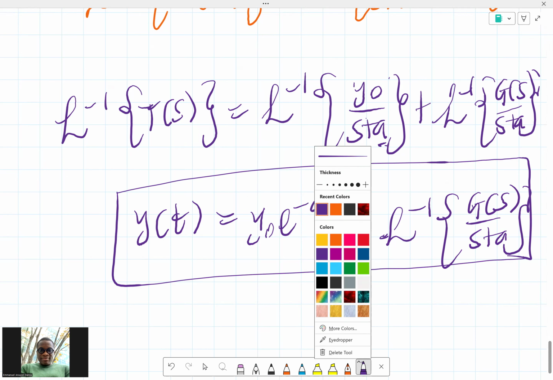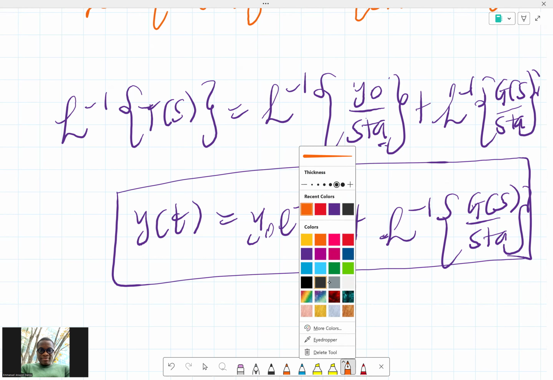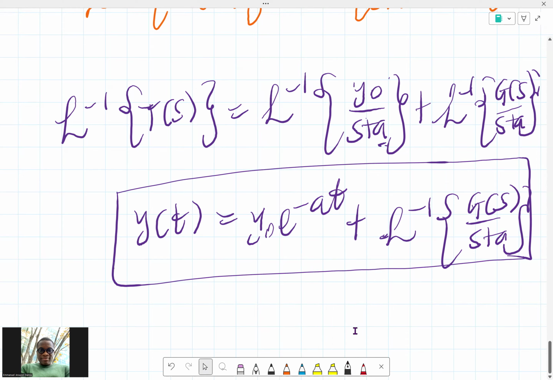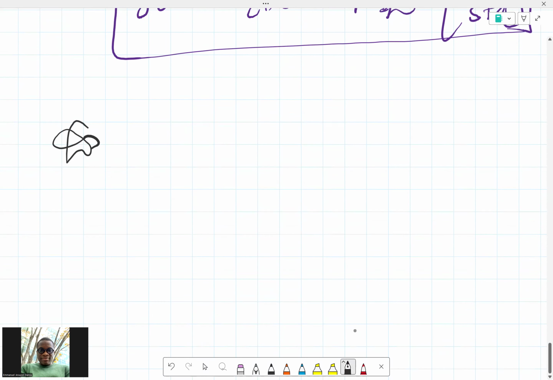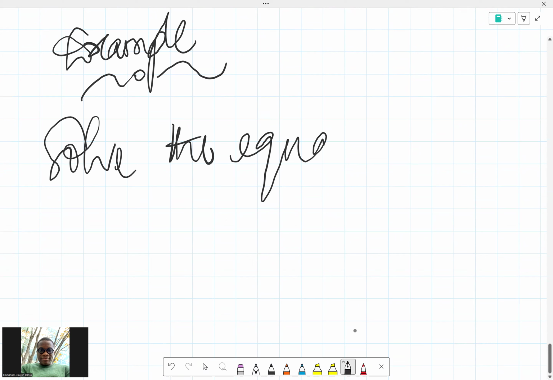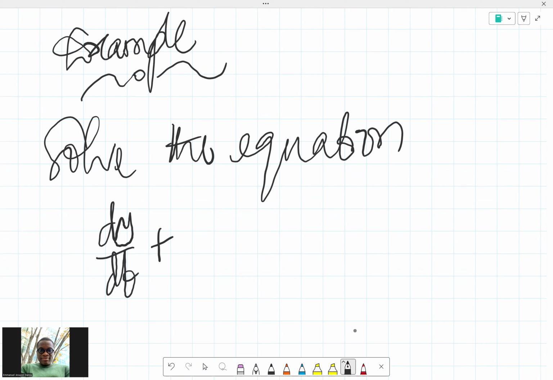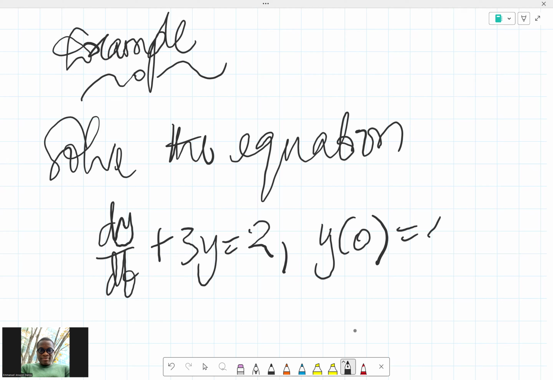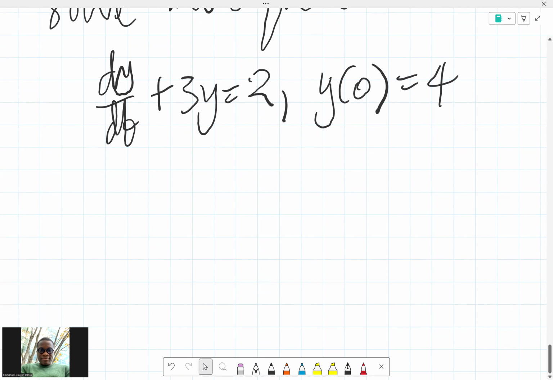So now let's take an example. Solve the equation dy dt plus 3y equals 2, y of 0 equals 4. So that's what we want to solve.